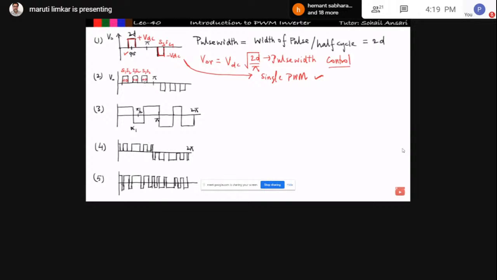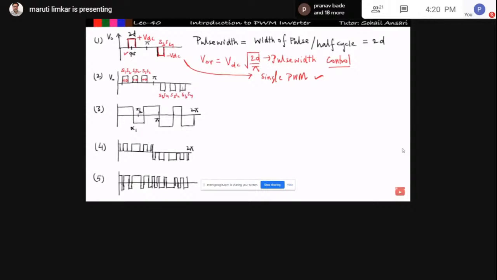Means per half cycle, we are turning on and turning off the switches S1 and S2 3 times in order to get the 3 pulses. Are you getting this? In the same way, I am turning on S3 and S4 to get minus VDC. Again, I am turning on S3 and S4 for some duration. Again, I am turning on S3 and S4 for some duration.